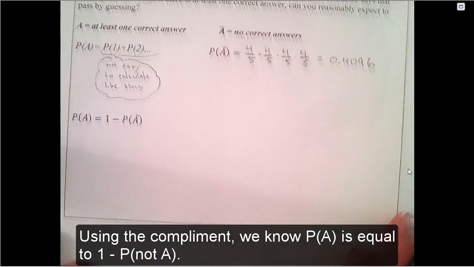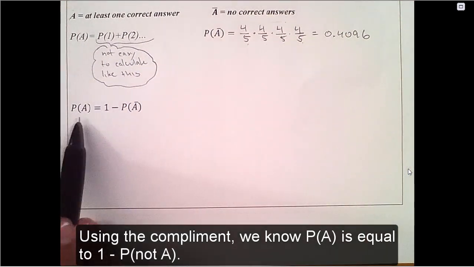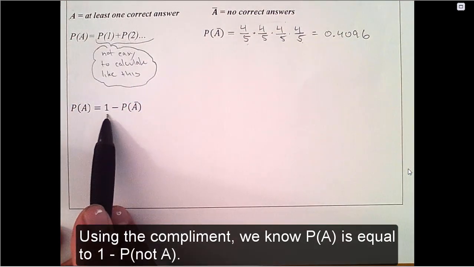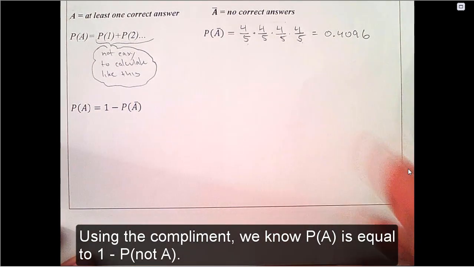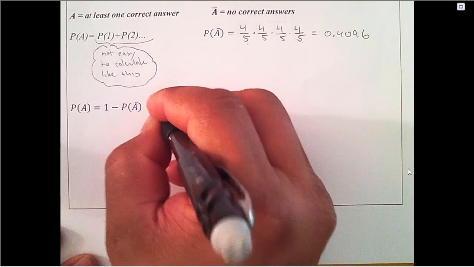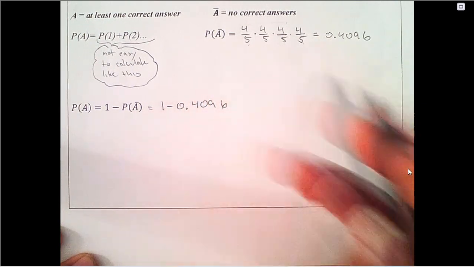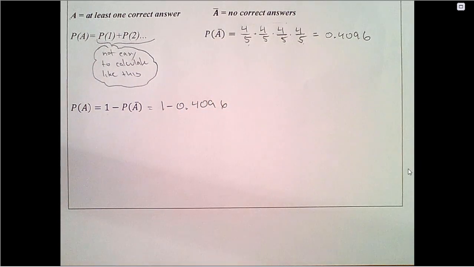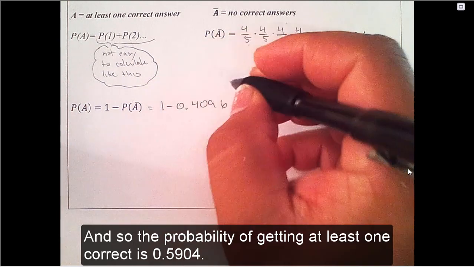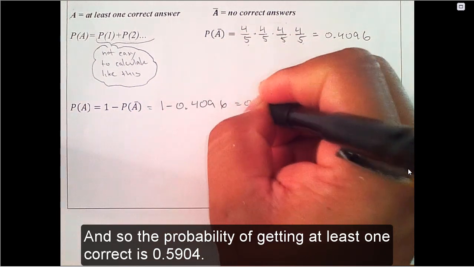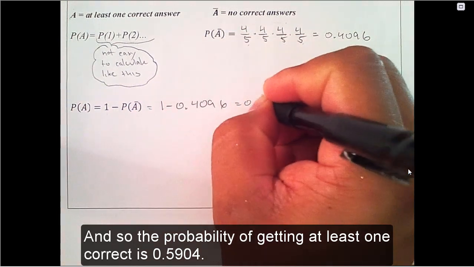Using the complement, we know P of A is equal to 1 minus P of not A. And so the probability of getting at least one correct is 0.5904.